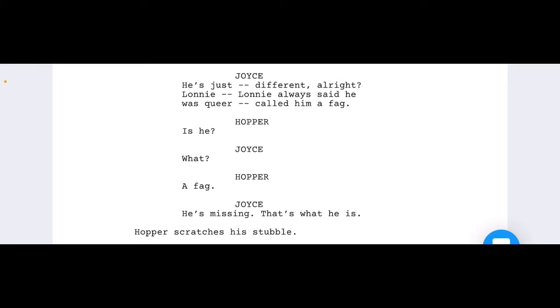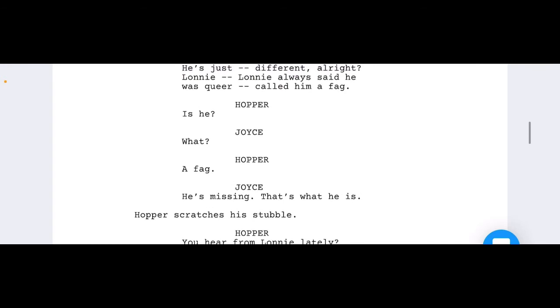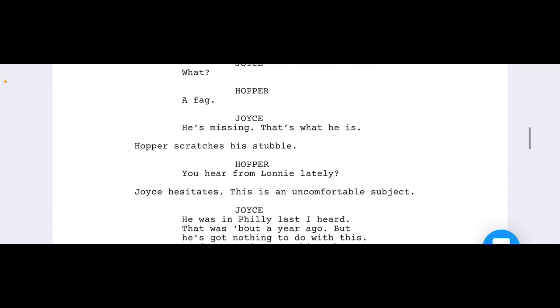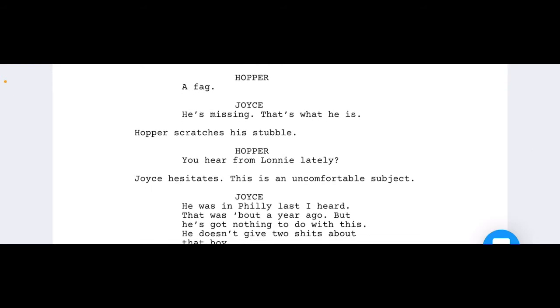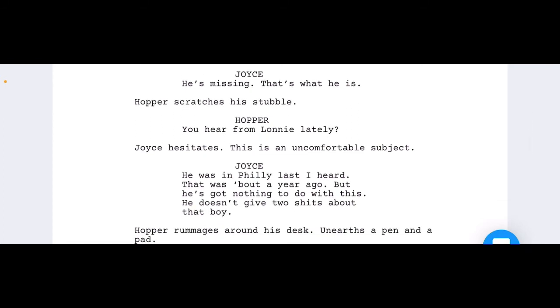Joyce says he's just different, all right. Lonnie always said he was queer and called him a fag. So we don't know this just by reading this, but Lonnie is Will's father. Doesn't sound like a very nice guy. And Hopper says, is he? And Joyce says, what? Like as if she's frustrated by that question. It almost sounds like, because she's so highly stressed, she's kind of shocked by it and taking anything the wrong way. Hopper says a fag. And I think Hopper's just saying that once again as a procedural thing that it may help him in finding him. Joyce says he's missing. That's what he is. So she's once again trying to press Hopper to make him take action and be more serious about it.